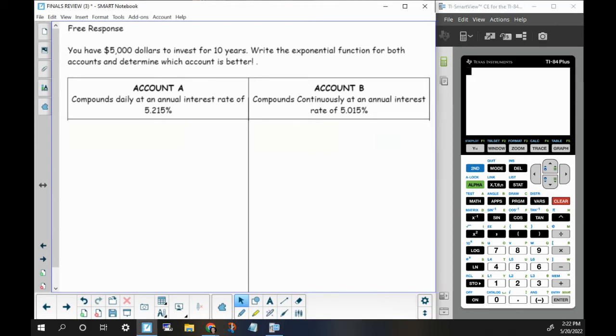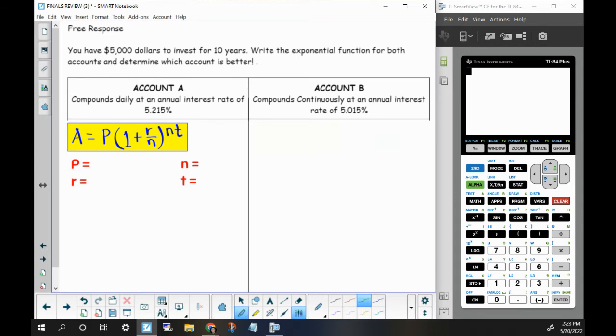So we need to use what formula? Is it growth, decay, or compounding interest? Are we dealing with money? Yes, we are. So it's compounding interest. There's your formula: A equals P, parenthesis, 1 plus R over N, parenthesis, raised to the power of NT. And now we need to answer the following.